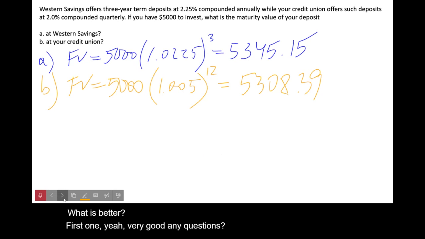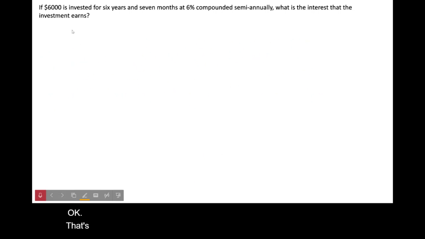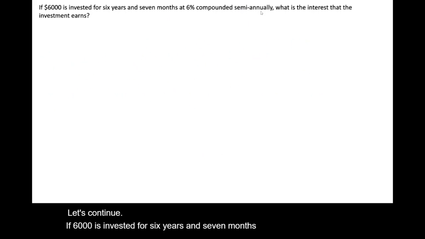Okay, let's continue. If 6,000 is invested for 6 years and 7 months at 6% compounded semi-annually, what is the interest that the investment earns? Okay, guys, take a minute, do it.